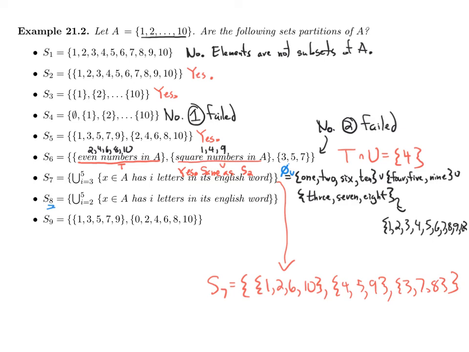If S8, instead of a union, was those separate things, it would be untrue, because now you would have the empty set as one of your sets, and then 1, 2, 6, 10, and then 4, 5, 9, and then 3, 7, 8. So if it looked like that instead, or instead of being the union of these sets, it was just these sets as elements, this wouldn't be a partition. This isn't the same as S2 anymore.